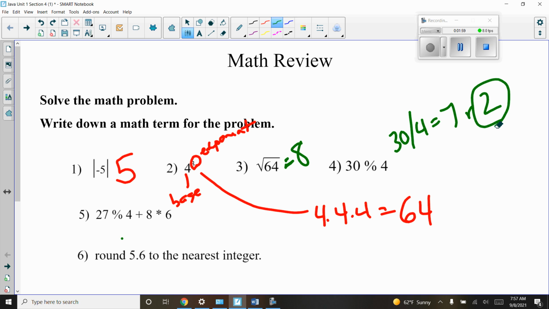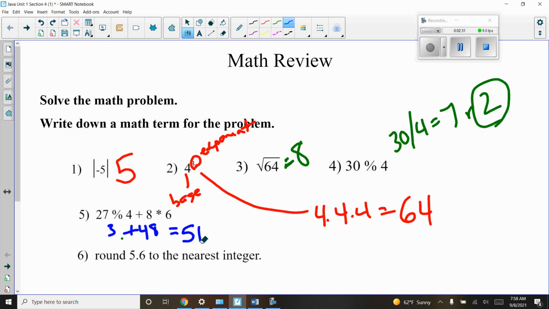If we look at number 5, 27 divided by 4, 27 modulo 4. So 27 divided by 4 would go into it nicely 6 times, and there would be 3 left over. And now remember, order of operations, this is almost like a multiplication or division. So before we do the addition in the middle, we want to do this multiplication. 8 times 6 is 48. Now we can add because of the order of operations.